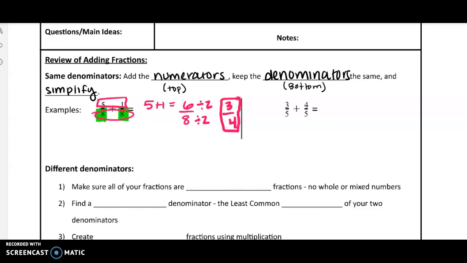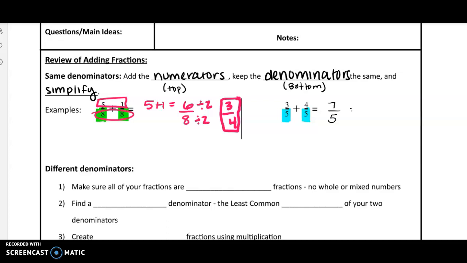So we're going to do one more example. Both of our denominators are the same. We just add like normal. So we're going to add 3 plus 4 is 7. 5 plus 5. Oh, did you catch me? I almost just made a mistake. So we do not add our denominators, we keep it the same.